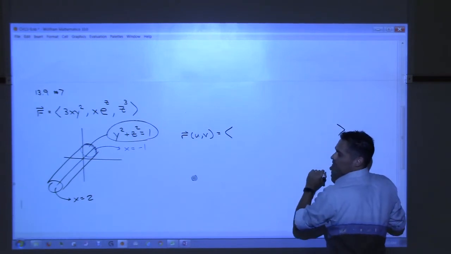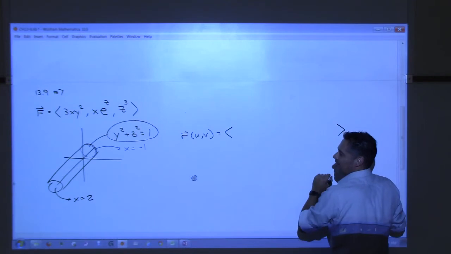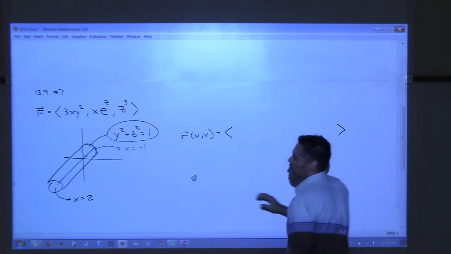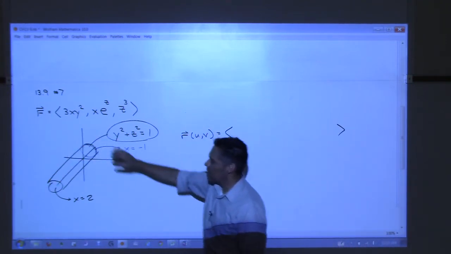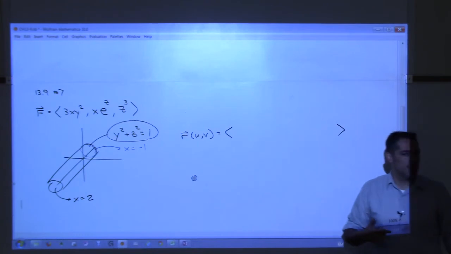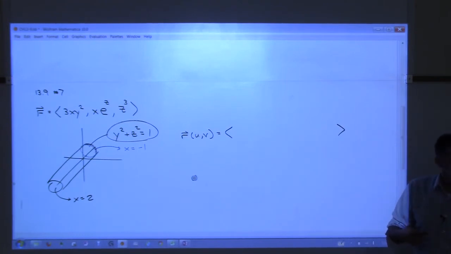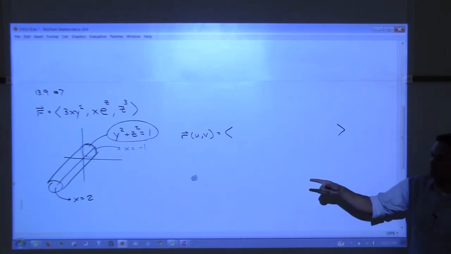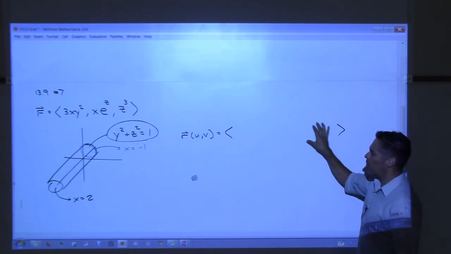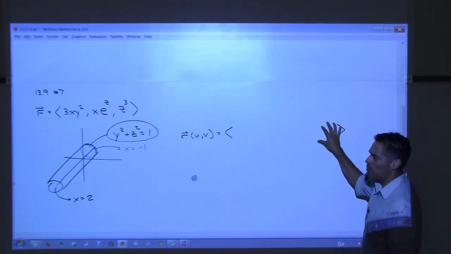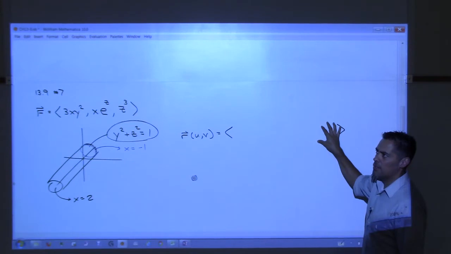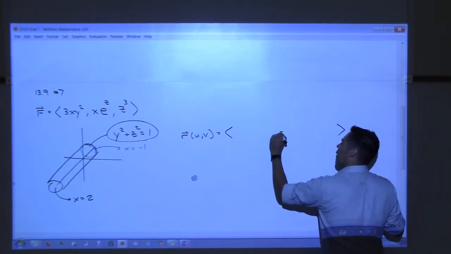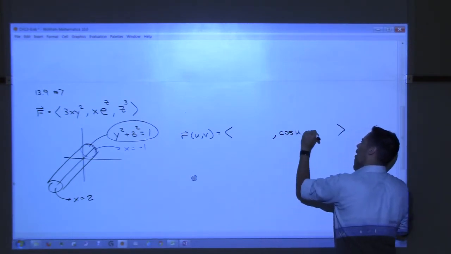Let's do it, let's practice. How would you draw this cylinder? What's the radius of that cylinder? 1? So which components of my surface function would need to be the cosine and sine? Y and Z. So I would do something like cosine u, sine u.